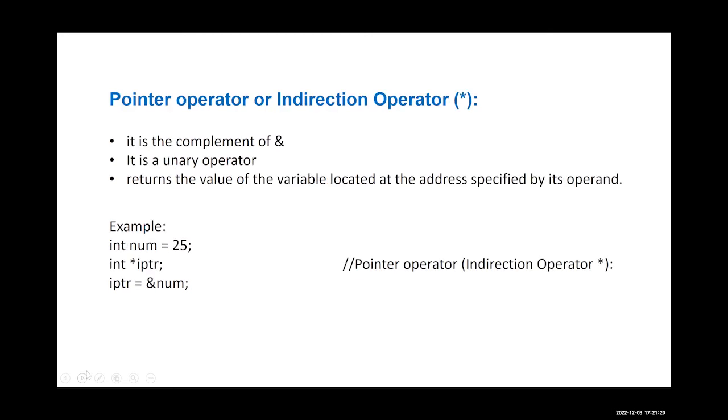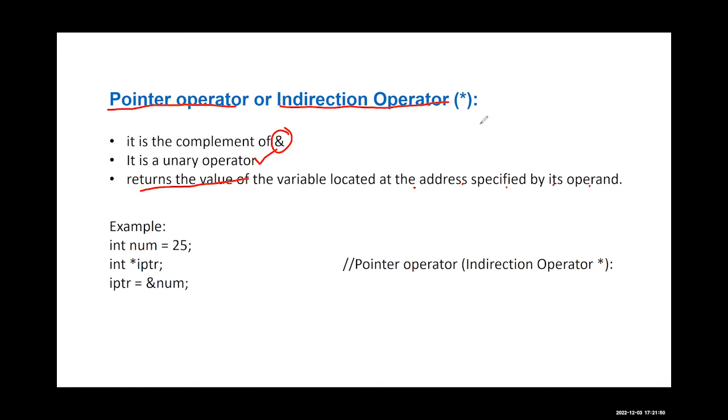The next one is the pointer operator or indirection operator. The star we use along with the pointer variable is called a pointer operator or indirection operator. It is the complement of ampersand, remember. It is also a unary operator, which means it requires only one operand. It returns the value of the variable located at the address specified by its operand.